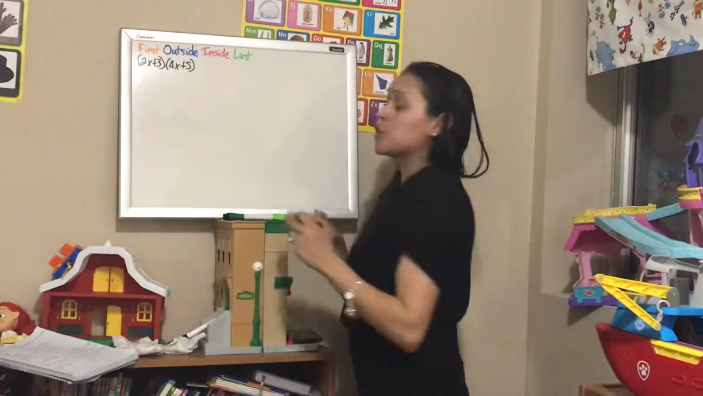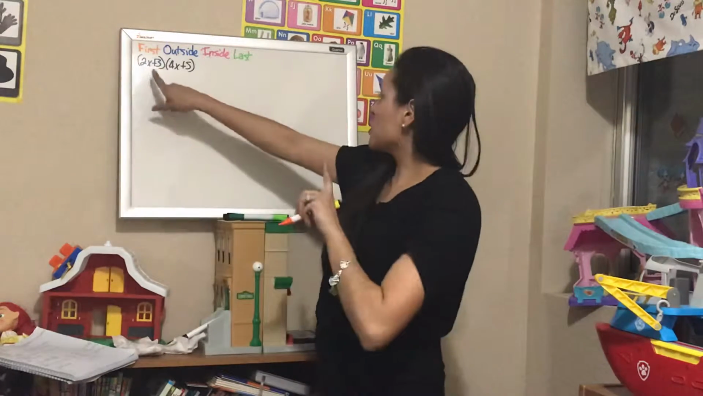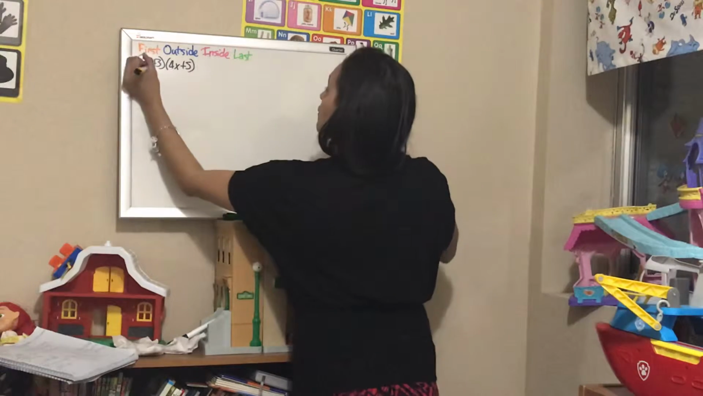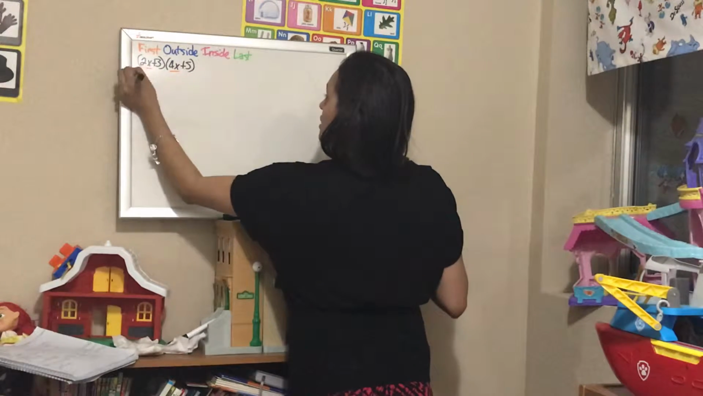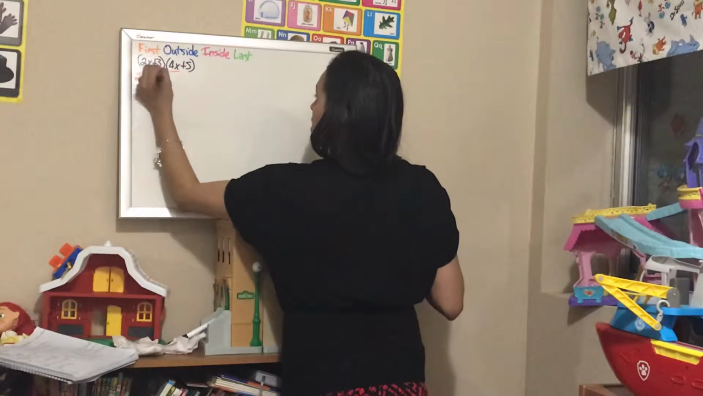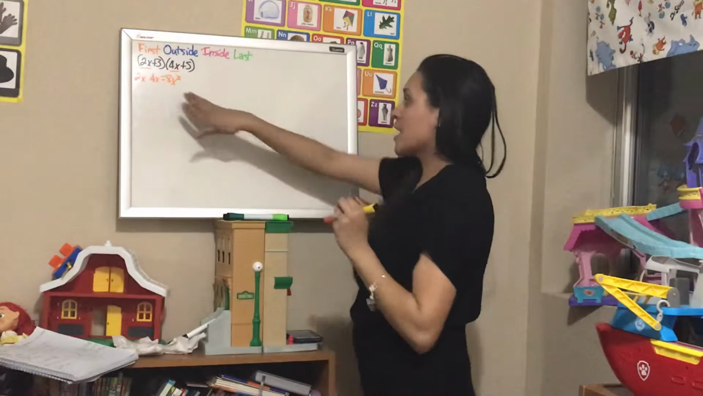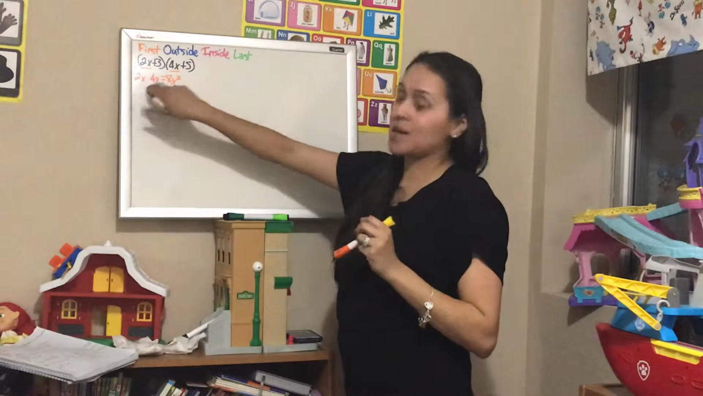Now, first means the first term of each binomial. So you have 4x and 2x. 2x times 4x will give us 8x squared. Now it's x squared because we're multiplying an x by an x.